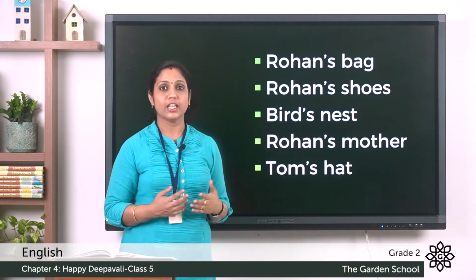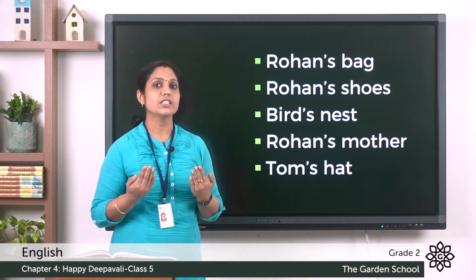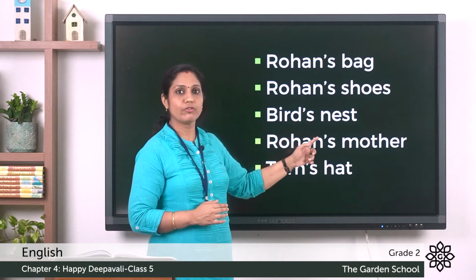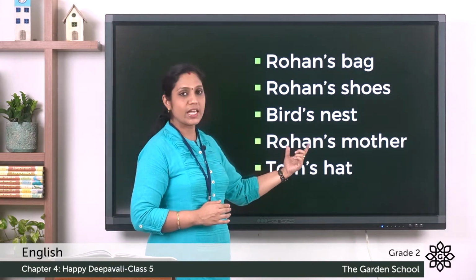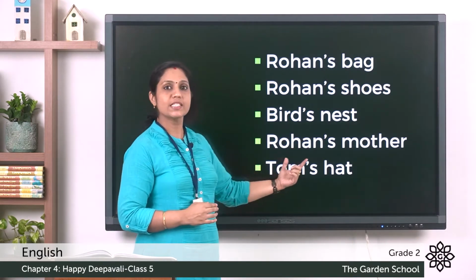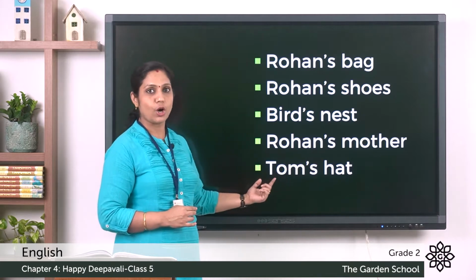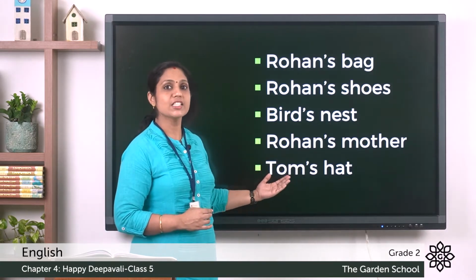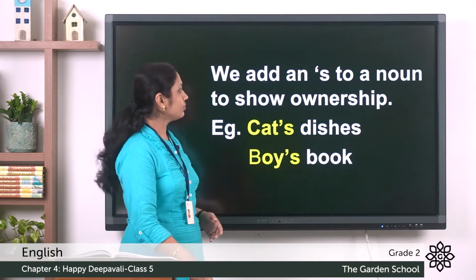Rohan's mother. That means the mother is of Rohan. So we can write it as Rohan apostrophe S. And we can read it as Rohan's mother. Tom's hat. The hat belongs to Tom. So we can write it as Tom apostrophe S. And we can read it as Tom's hat.